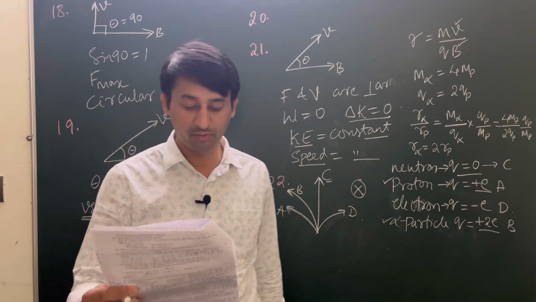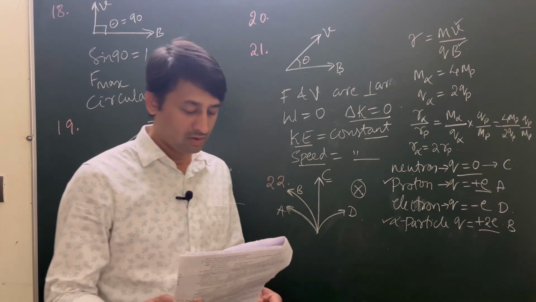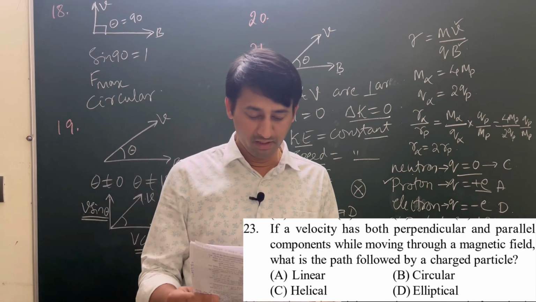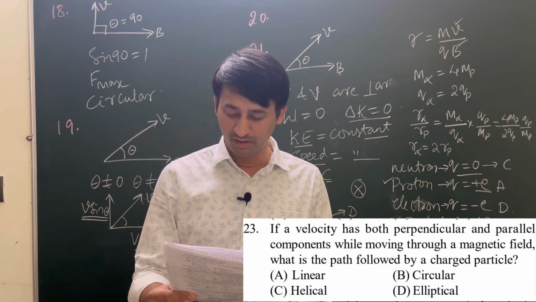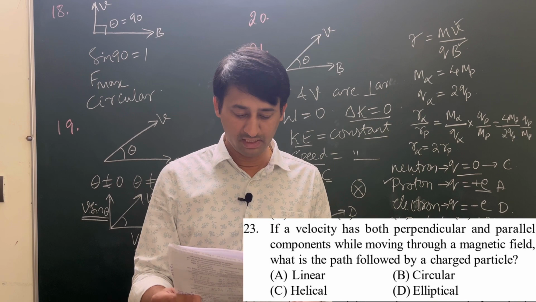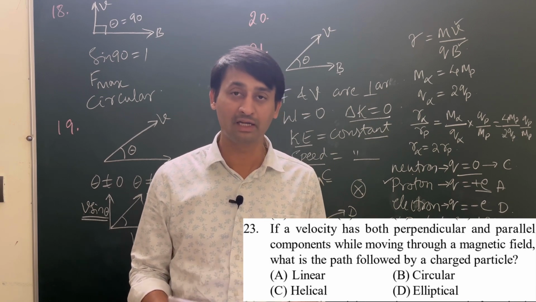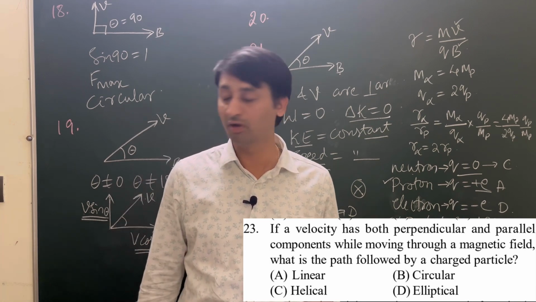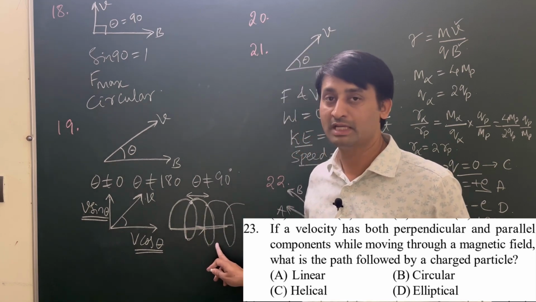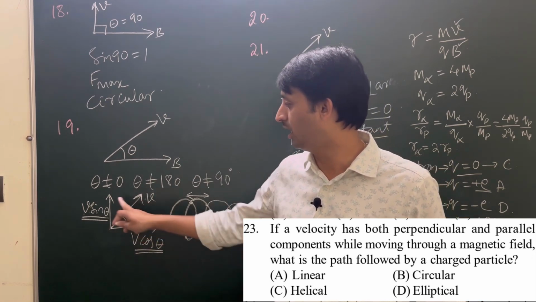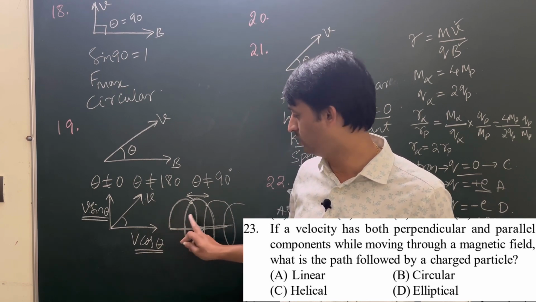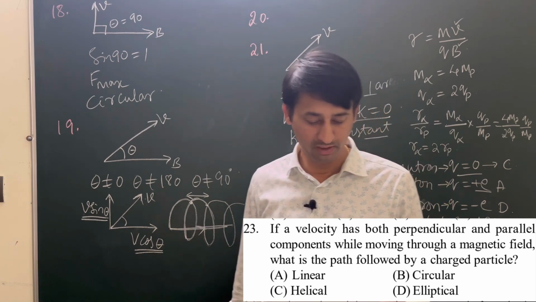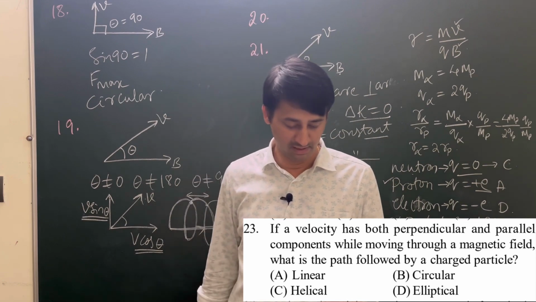Next, let us come to question number 23. Question number 23 says, if a velocity has both perpendicular and parallel components while moving through a magnetic field, what is the path followed by a charged particle? The charged particle will follow a helical path when it has a component of velocity perpendicular as well as parallel to the magnetic field. It will follow the helical path. Option C is the correct answer.